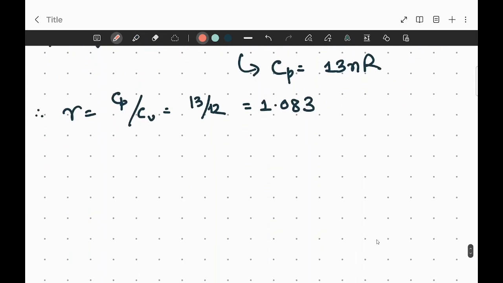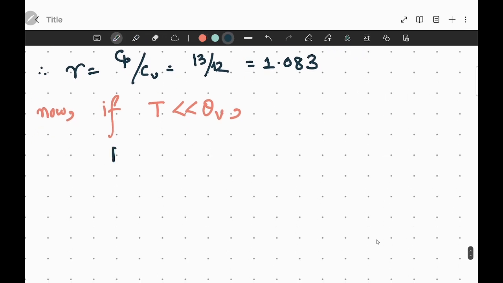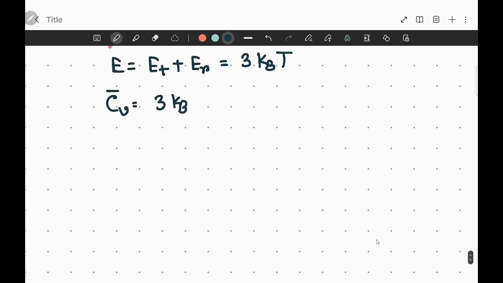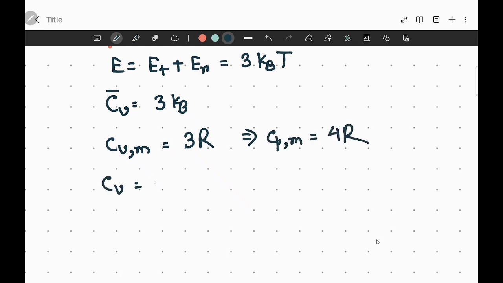So now if the temperature is less than theta_V, then what will happen? Then obviously the total energy will be just E translational plus E rotational, with no contribution from the vibrational. So it will be just 3 kBT. So CV will be 3 kB, so CVM will be 3R and CPM will be 4R.